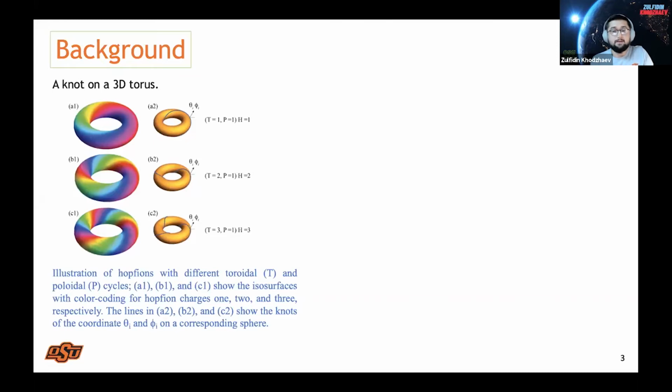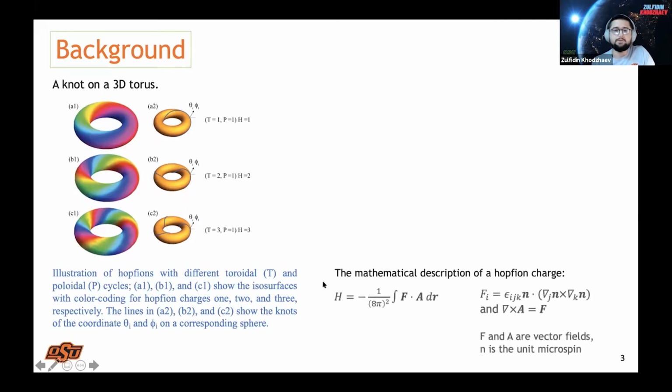Now, a little bit of background. A Hopfion is a knot on a three-dimensional torus. And the knot basically defines the classification of the Hopfions. For example, here, this is what is called Hopfion charge 1, Hopfion charge 2, and Hopfion charge 3. They basically correspond to knot 3, 2, 1, respectively. And the mathematical description of a Hopfion charge is basically an integration of these two vectors.